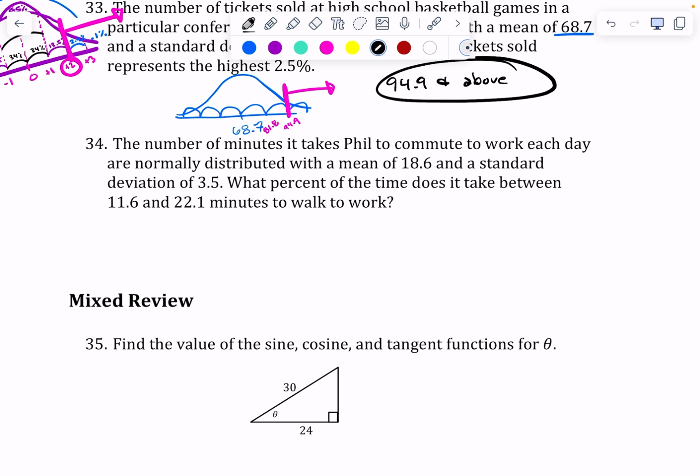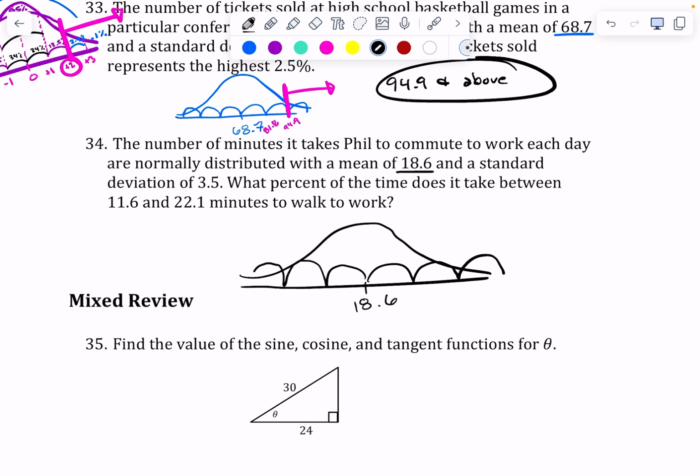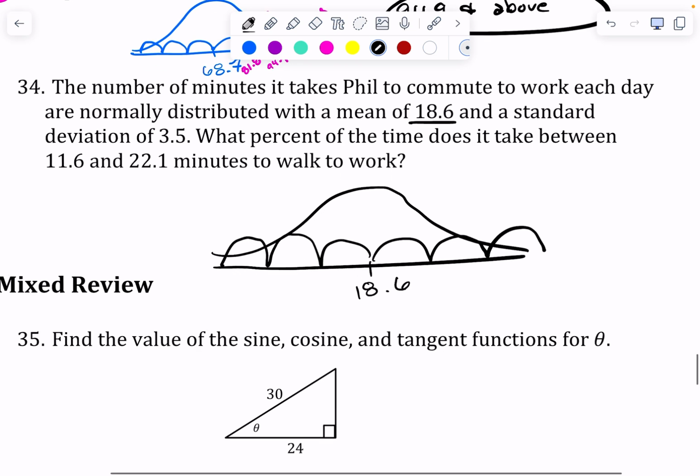The number of minutes it takes Phil to commute to work each day are normally distributed with a mean of 18.6. That's the middle of the bell curve, 18.6, and a standard deviation of 3.5. What percent of the time does it take between 11.6 and 22.1 minutes to walk to work?